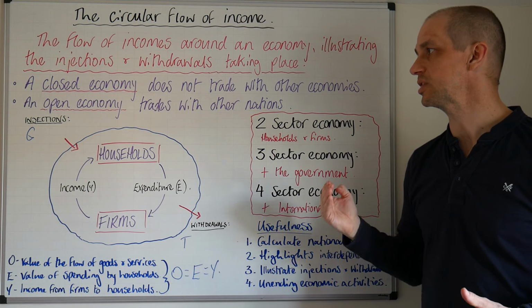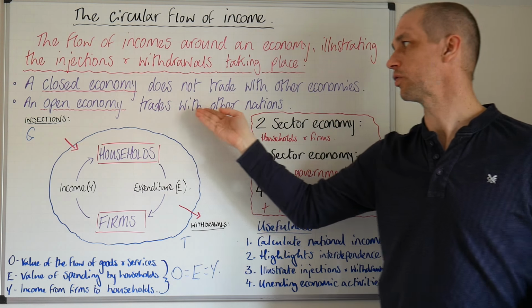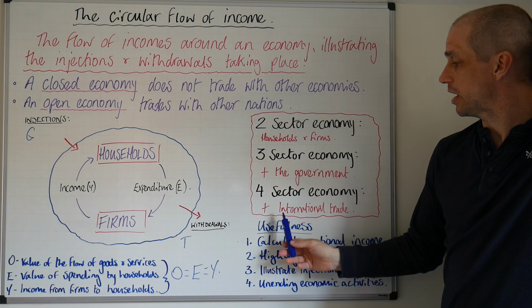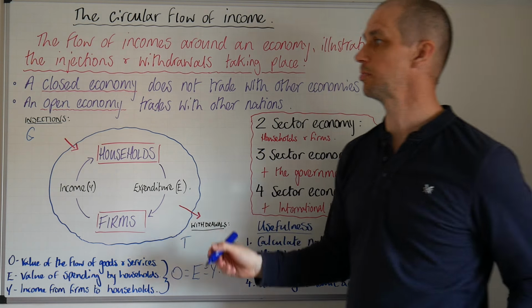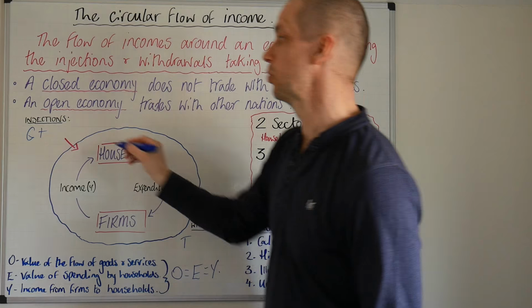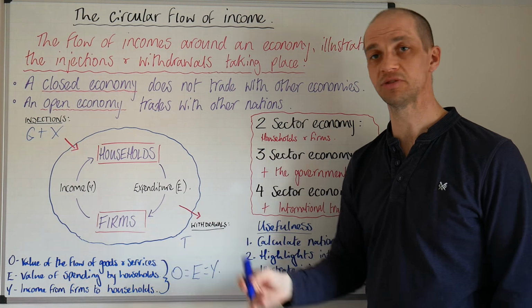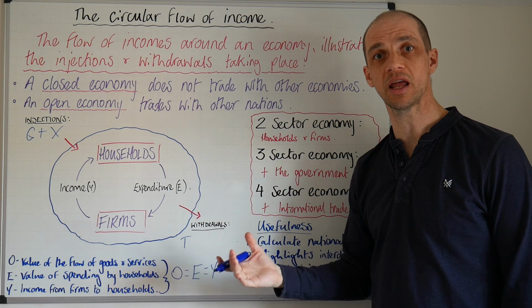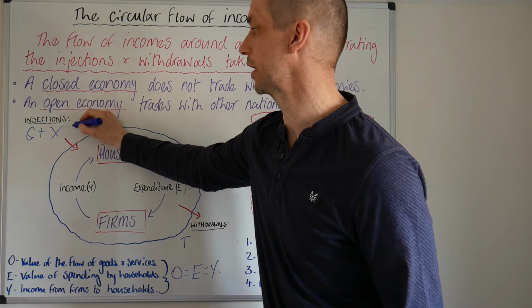Okay, so now let's scale this up and let's open this economy up. Okay, so an open economy, remember, trades with other countries. So here we are now in a four-sector economy. So what sort of injections might we see? Well, the injections we're likely to see, of course, would be exports and export earnings. So if these firms actually sell some of their goods abroad, well, they will generate income from that, and that will be represented by export earnings.